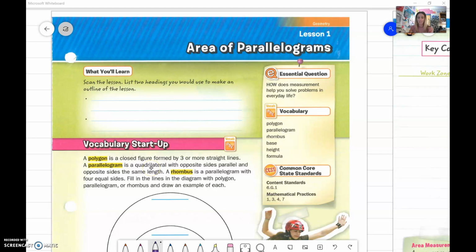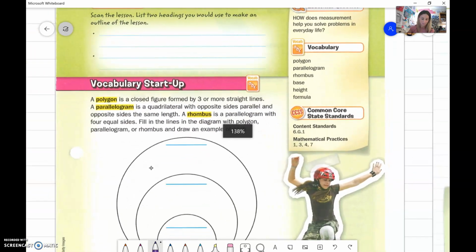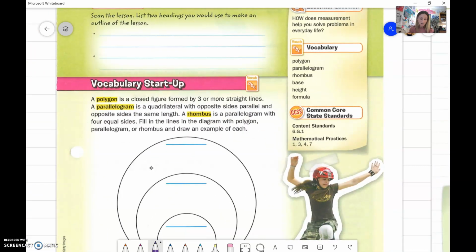So get myself situated here, and you are on page 661. There's going to be a lot of vocabulary, so we're going to go through each vocabulary word bit by bit so that we understand what each of them mean. It says a polygon is a closed figure formed by three or more straight lines. A parallelogram is a quadrilateral with opposite sides parallel and opposite sides the same length. A rhombus is a parallelogram with four equal sides.